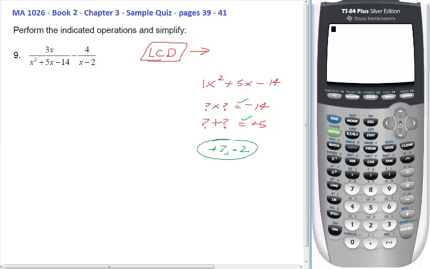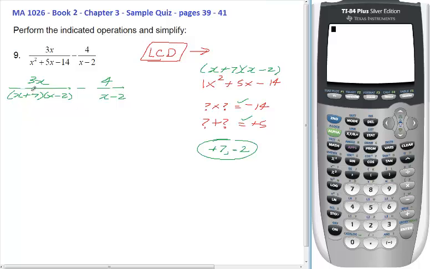Now, if it's a simple trinomial, simple meaning that the coefficient of the x squared term is 1, then you can write your factors right away. It's going to be x plus 7, x subtract 2. So this bottom one factors to x plus 7 and x subtract 2. Now what about this other denominator? That's as low as it can go; it cannot be simplified.